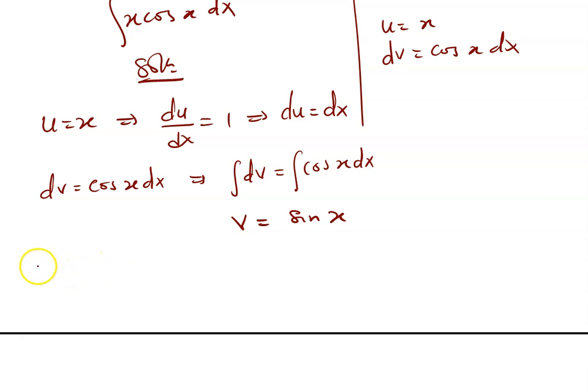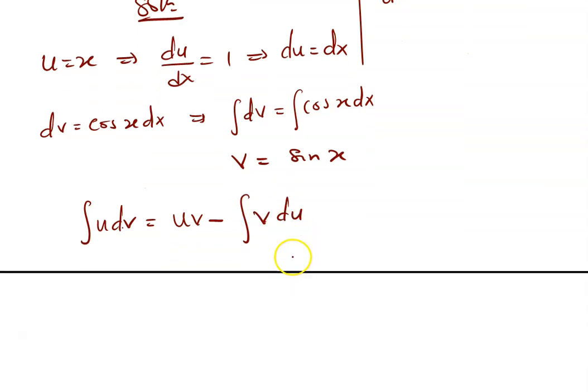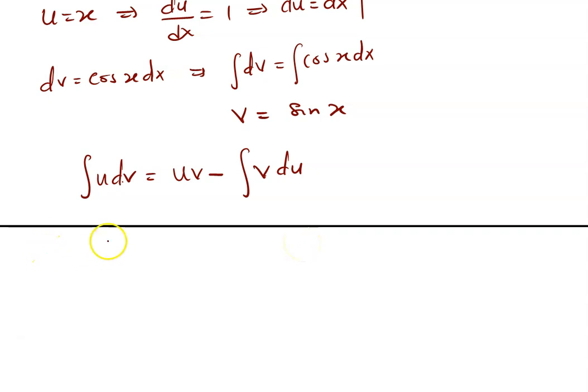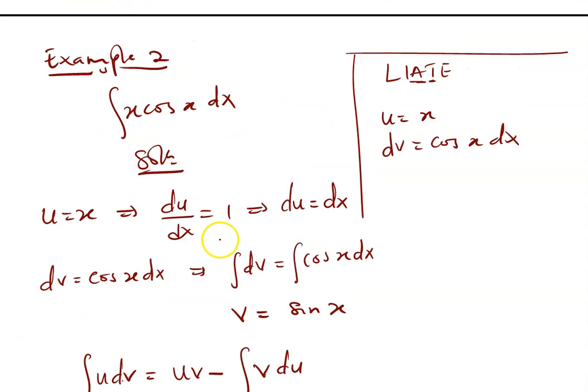Okay, so now we've been able to find our u and v. So we can just write the formula: the integration of u dv is equal to uv minus the integration of v du. Very good. So now we can just substitute. The u was x, and the dv is cos x dx. You can see that it is just the repetition of the question.